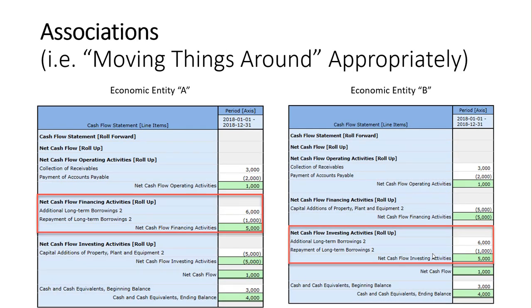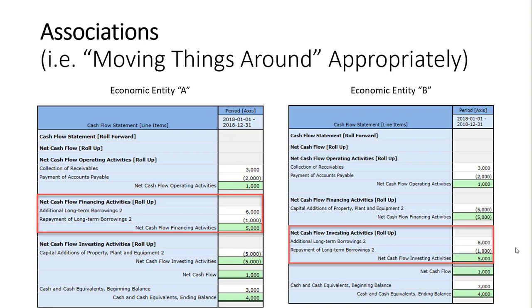Another type of thing that can go wrong is, if you notice on the left, economic entity A, the two line items, additional long-term borrowings and repayment of long-term borrowings, roll up into the line item net cash flow from financing activities. On the right, those same two line items for economic entity B roll up under net cash flow from investing activities. Okay, so likewise, you can see that capital additions of property, plant, and equipment had likewise been reversed.